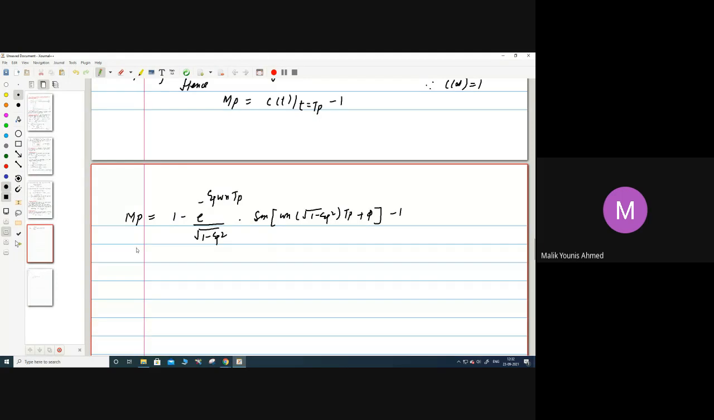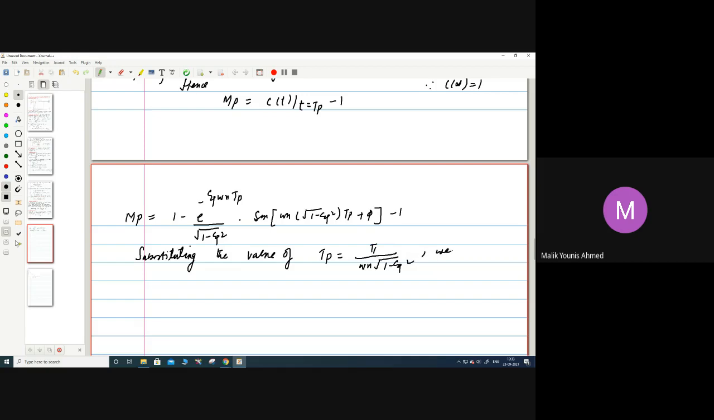So now in this case, what we'll be doing, 1 and 1 will get cancelled. Substituting the value of TP, because it's at the peak time. Substituting the value of TP, the peak time, which was pi divided by omega n under root of 1 minus xi square.